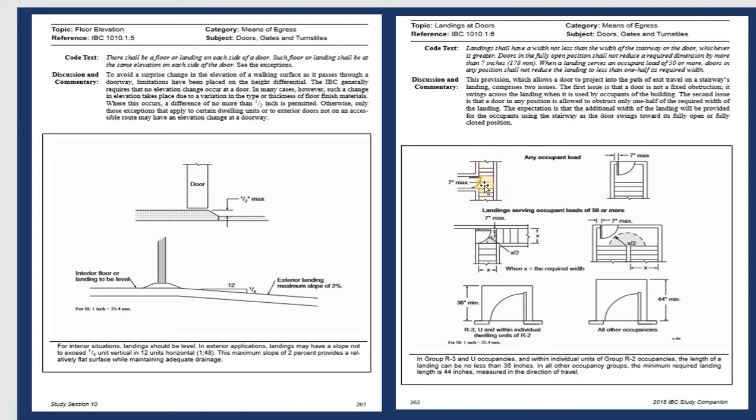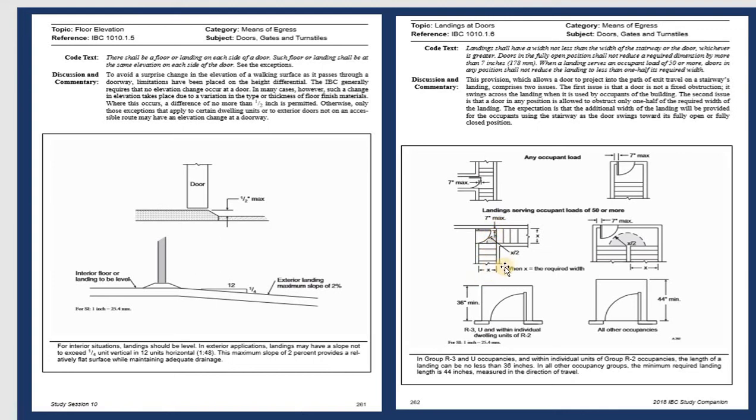So this one, there cannot be more than 7 inches of difference between the hinge of the door and the wall. Same thing if you have the door in the hallway or in the staircase with a landing that serves 50 or more people. Look at this, the edge from the wall to the edge of the door, 7 inches maximum difference. If you have the door at the landing, it cannot be more than 7 inches.